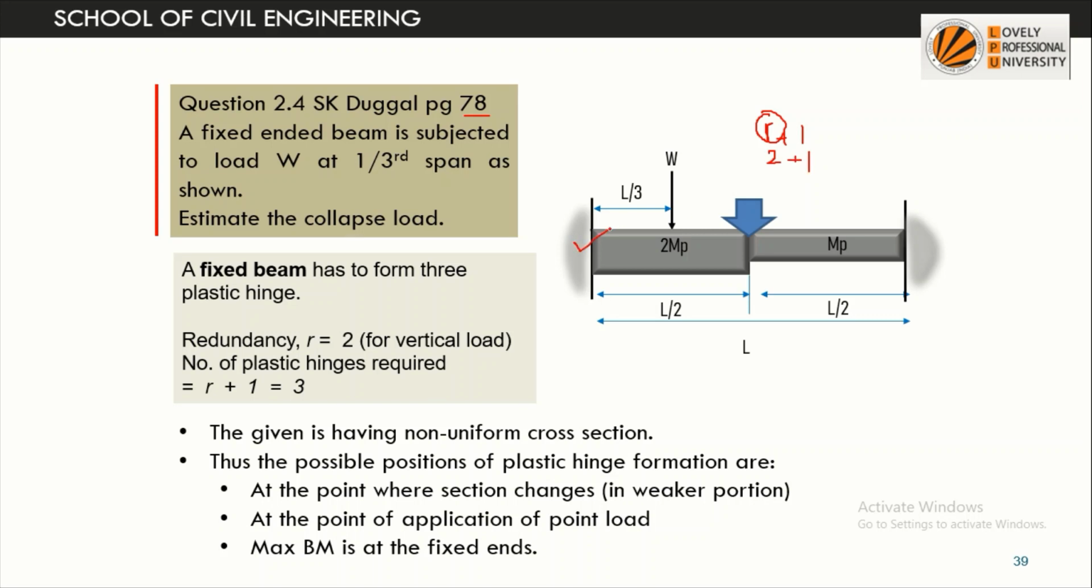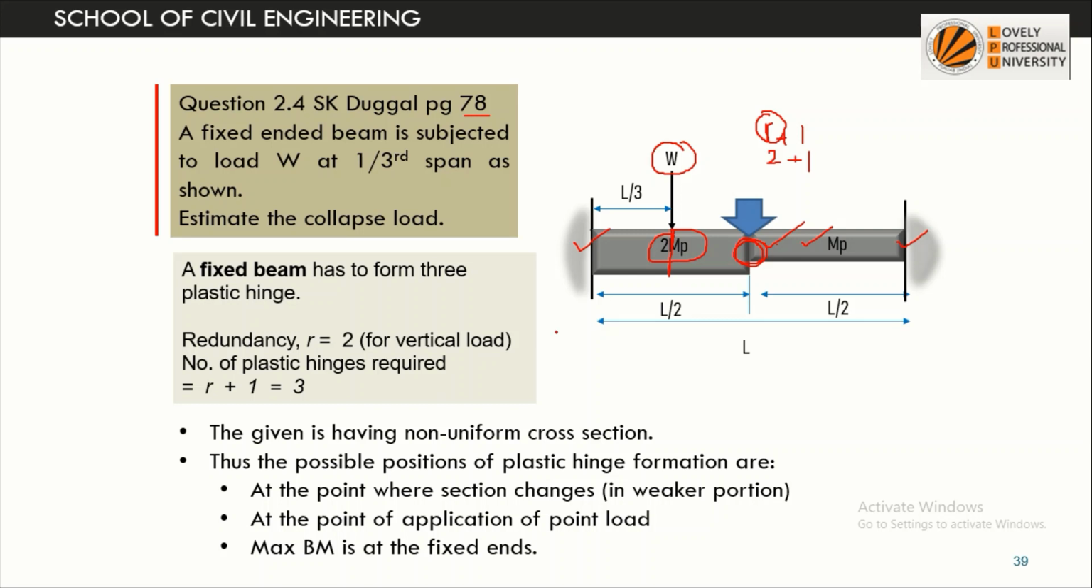So first, the position is fixed. This end will have a plastic hinge. Similarly, this end will have a plastic hinge, and at this point also there is a possibility that a plastic hinge will be formed because there is a change in the cross section. So where should the plastic hinge form, at the stronger or weaker section? It will be formed at the weaker section. And the last option is that a plastic hinge can be formed under the point load, where the Mp value is twice that of the right side portion.